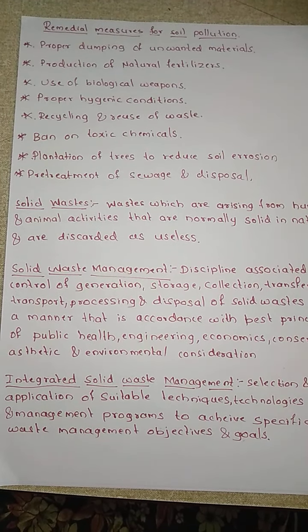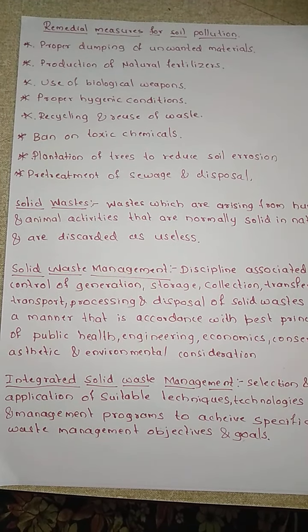So first is the proper dumping of unwanted material. Whenever we dump waste material wherever we want, or particularly on the land, we are going to have surface water pollution, groundwater pollution, bird menace. All these problems are common. So how to avoid it?